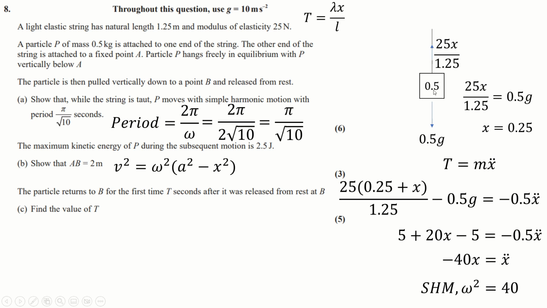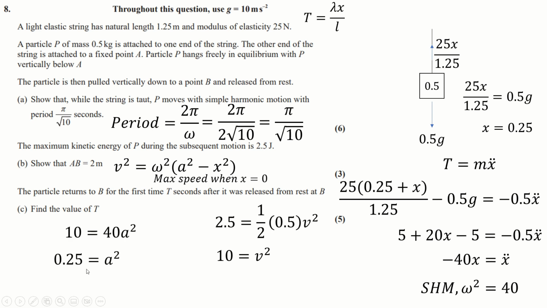Maximum velocity in simple harmonic motion happens when you're at the equilibrium point, so we can put x as 0 into here. We can use this and half mv squared to know what v is, and we can put that into here, and we'll get a squared is this, which means a is this. Using omega squared again, which is 40, that means the amplitude of the simple harmonic motion is 0.5. So from the equilibrium point, this was brought down 0.5 meters.